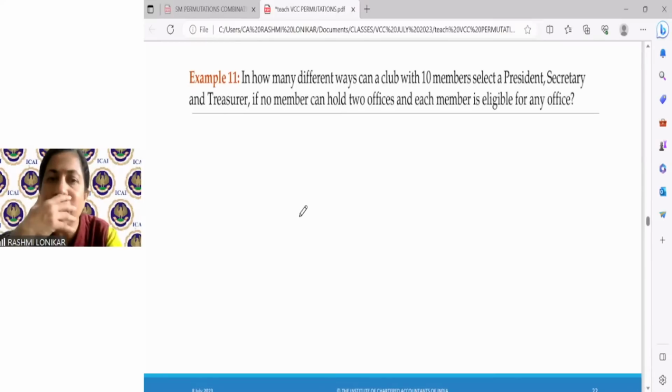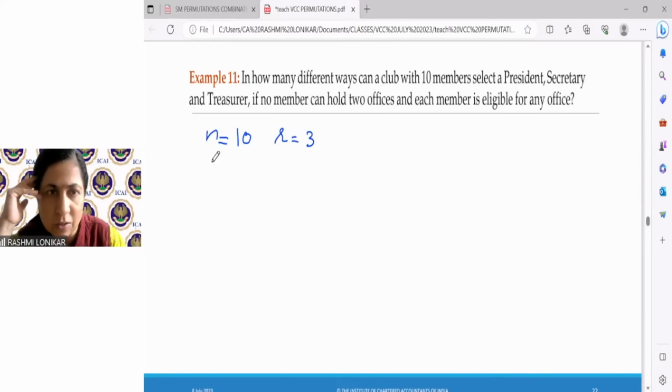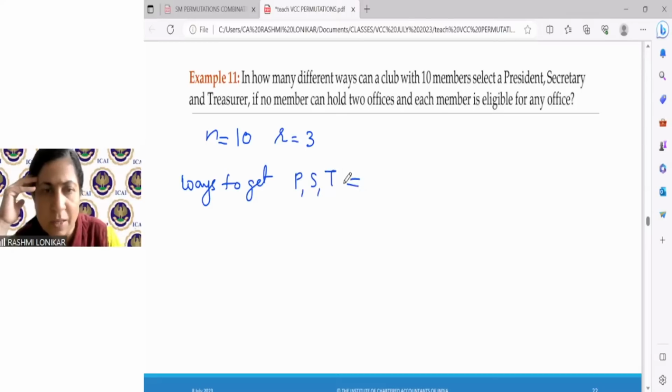Okay. In how many different ways can a club with 10 members select a president, secretary, and treasurer if no member can hold two offices and each member is eligible for any office? So n is how much? n is 10. A person cannot be president as well as treasurer. So you have 10, and how many positions are there? r is equal to 3. So the number of different ways to get a president, secretary and treasurer will be equal to 10Pr, which is 10P3.